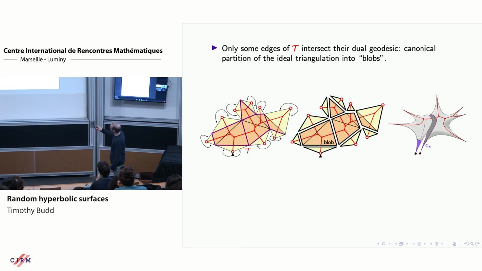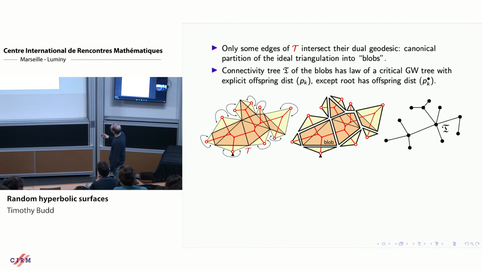And indeed, if I look at the triangulation associated to this tree, one can divide it into blobs exactly at these kinds of geodesics. And then the tree we want to be looking at is really the tree in which every black vertex corresponds to one of these blobs.